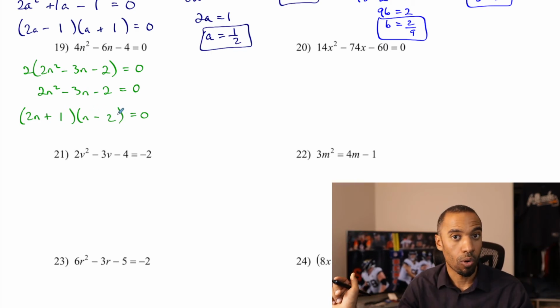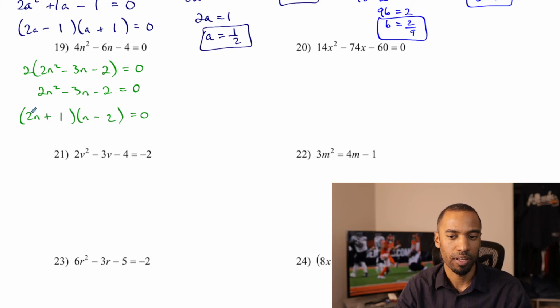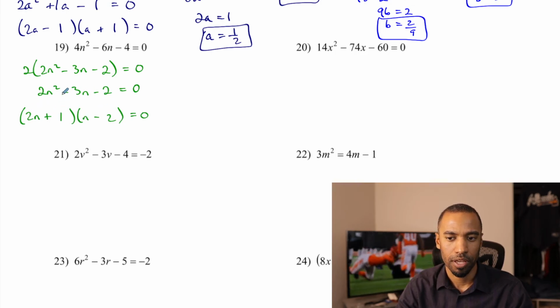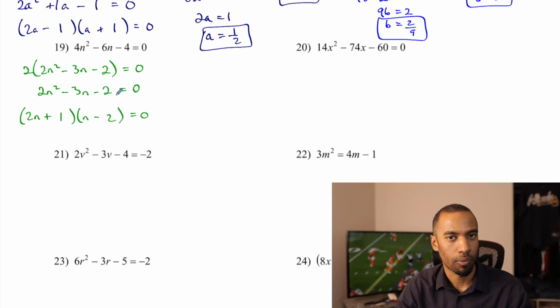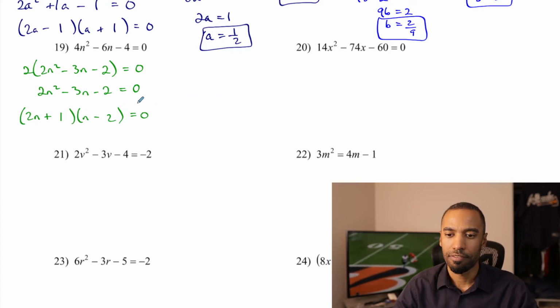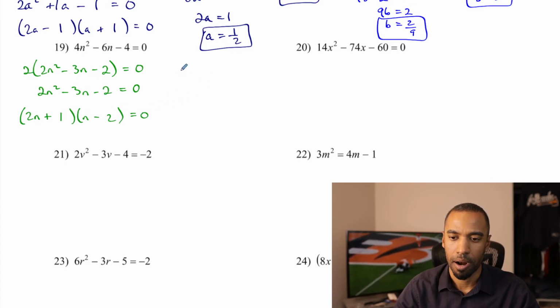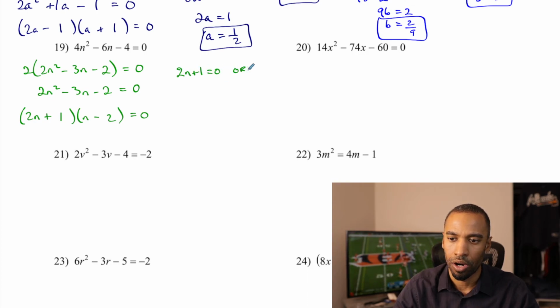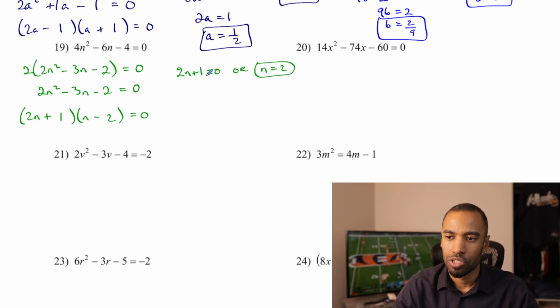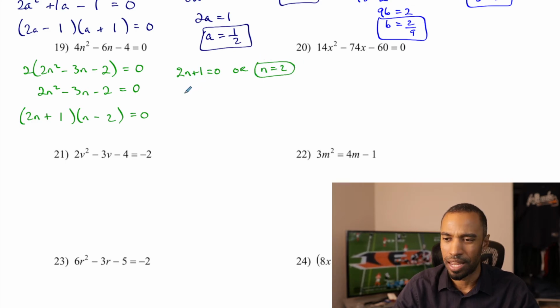I don't know if this is the right order with the signs, but let's see. Negative 4 plus 1. That's negative 3. That worked out. There it is. So there's the factorization. So zero product property says either 2n plus 1 equals 0, or if n minus 2 equals 0, then n equals 2. So if 2n plus 1 equals 0, n should equal negative 1/2.